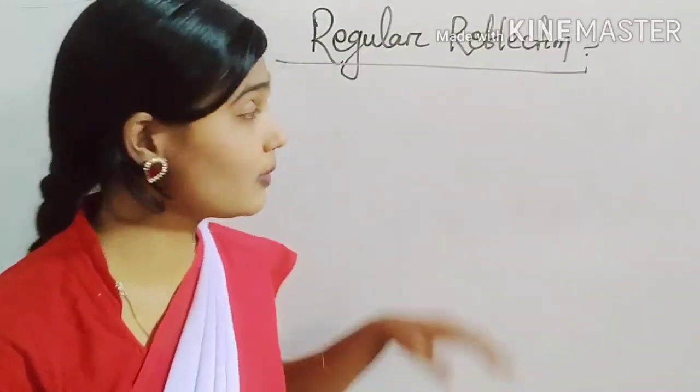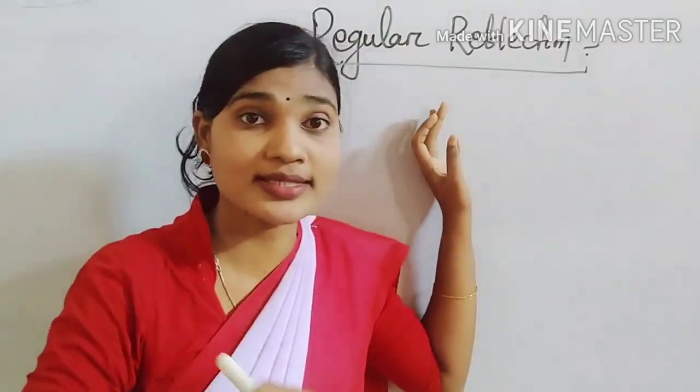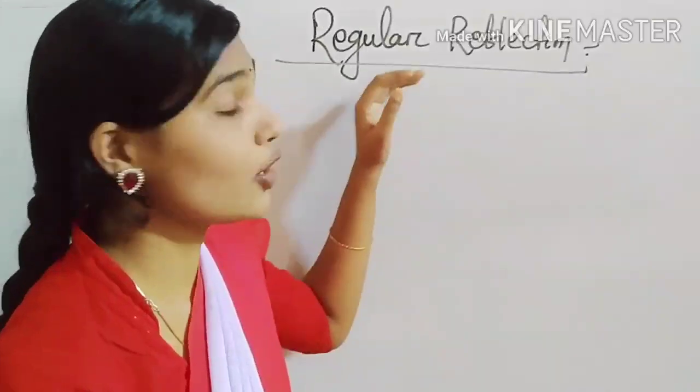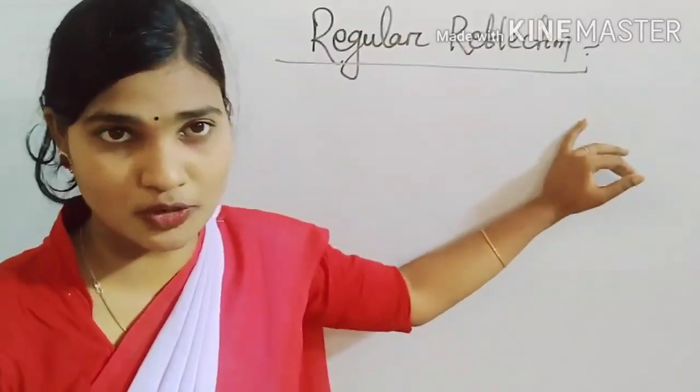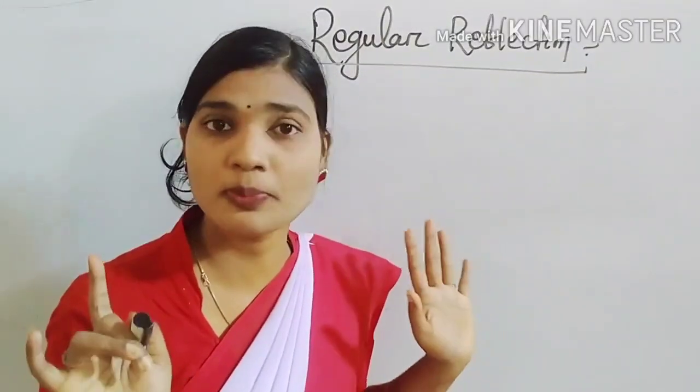So what is regular reflection? When a ray of light falls on a smooth surface and it gets reflected along a particular direction, it is known as regular reflection. Example is reflection of light from a smooth mirror.